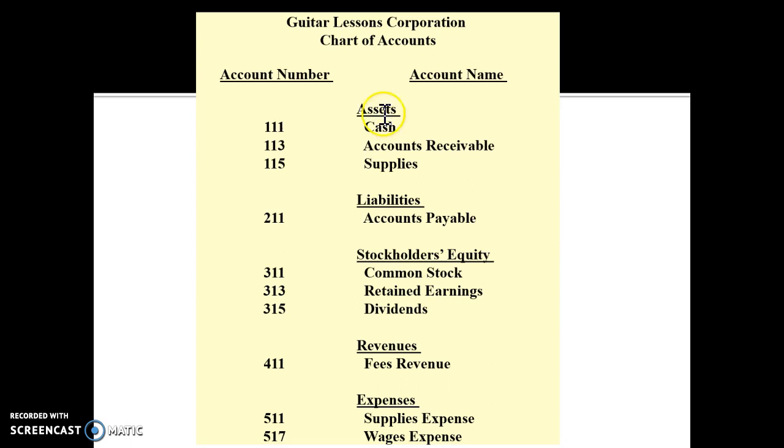You can also see that all the accounts are organized in the order of assets, liabilities, stockholders' equity, revenues, and expenses. We put dividends as a part of the stockholders' equity.